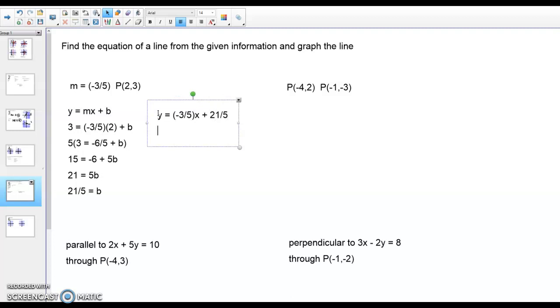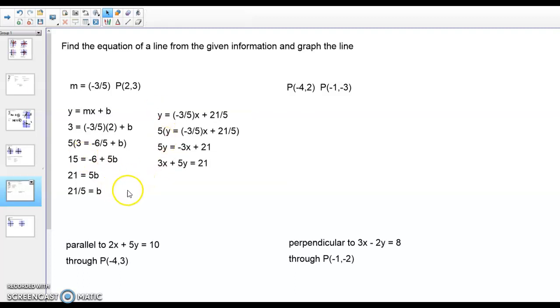Now, I'm going to multiply everything here by 5 to get us into standard form. Negative 3/5 x plus 21 over 5 leaves us with 5y equals negative 3x plus 21. And my final answer is 3x plus 5y equals 21. Now if you want to check your work, you can put your point in. 3 times 2 is 6, 5 times 3 is 15, 6 and 15 equals 21.